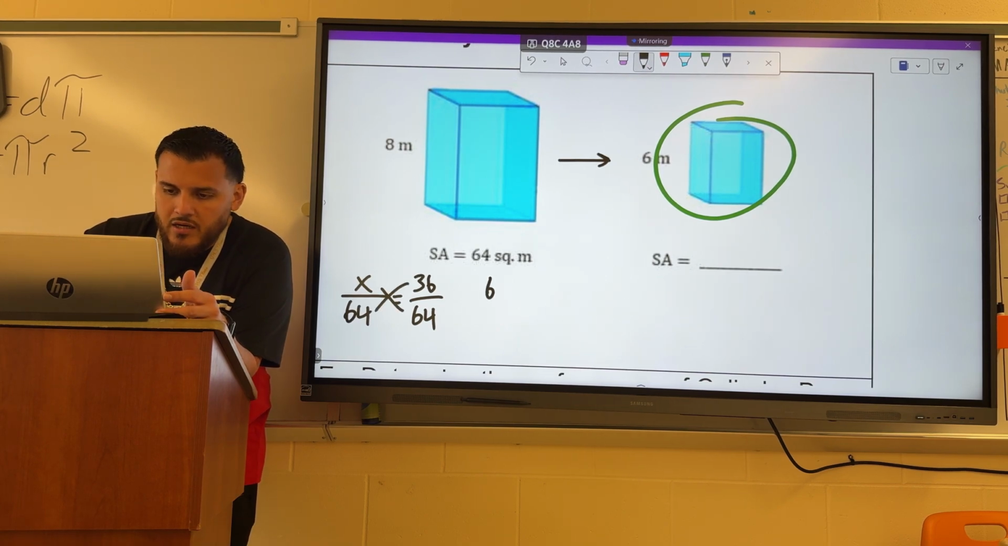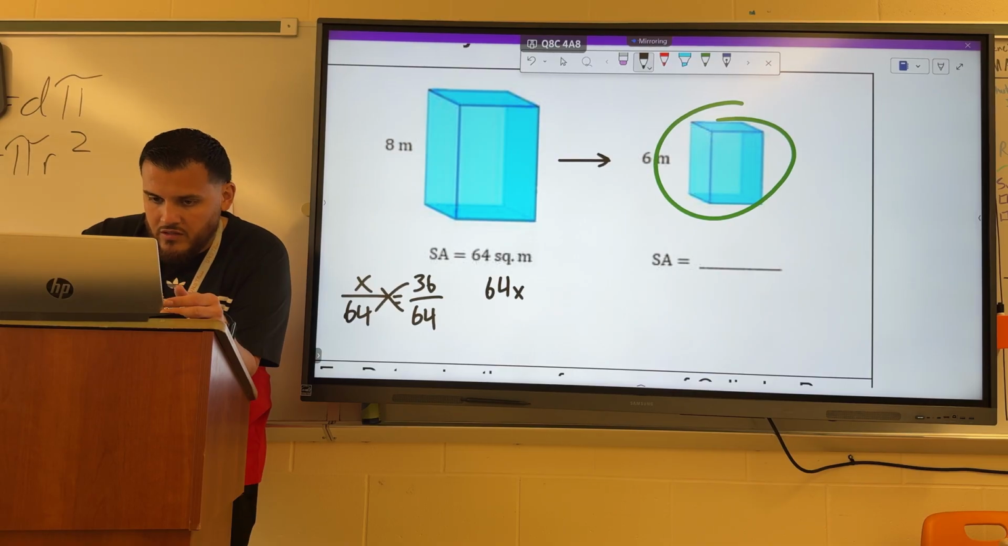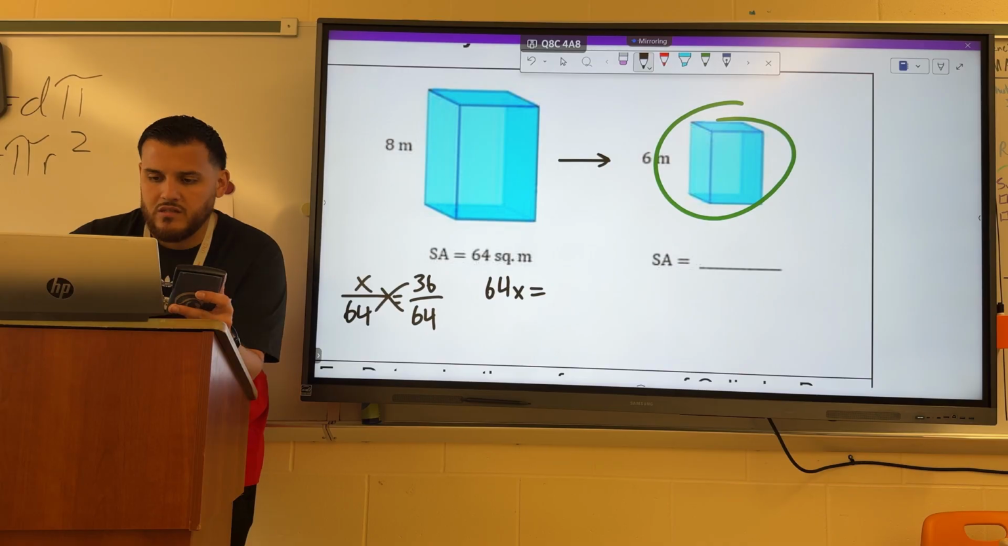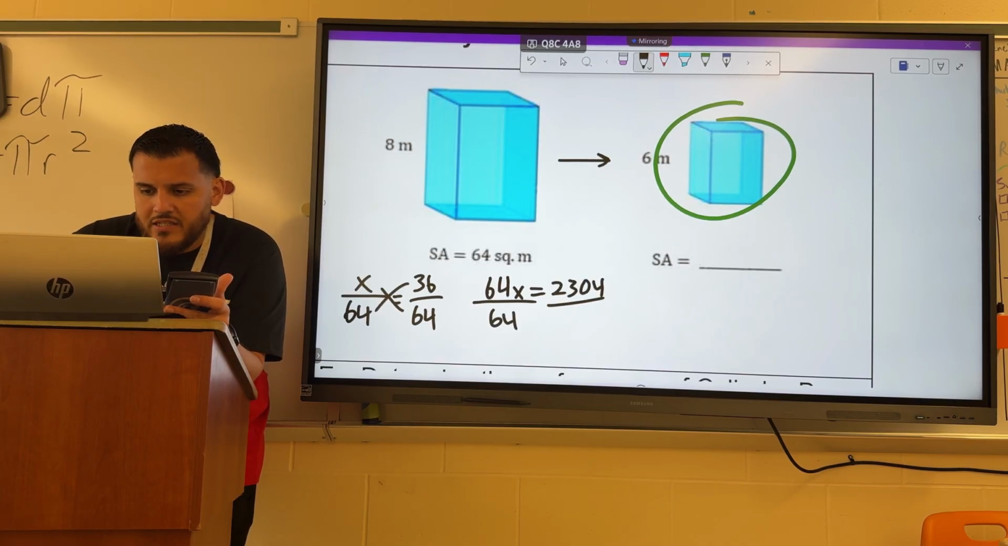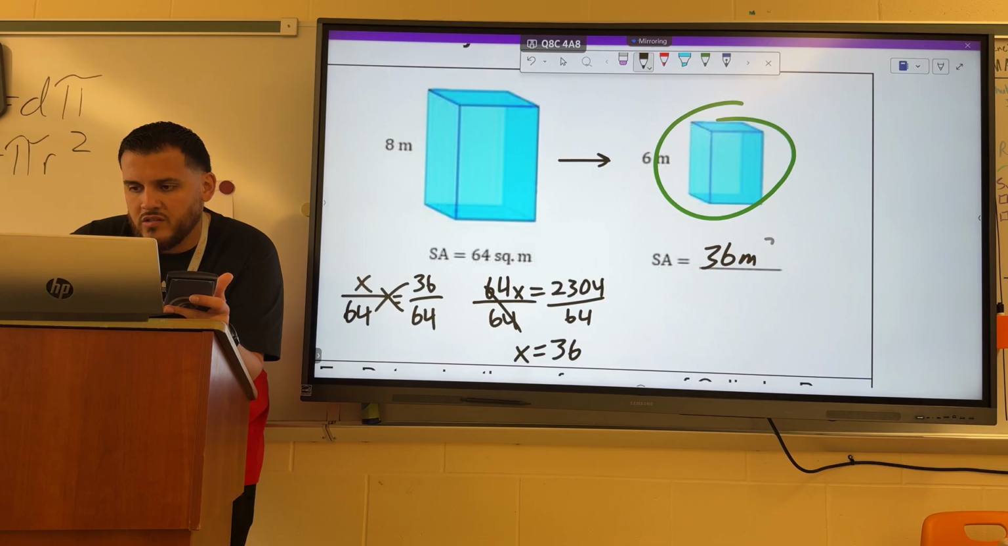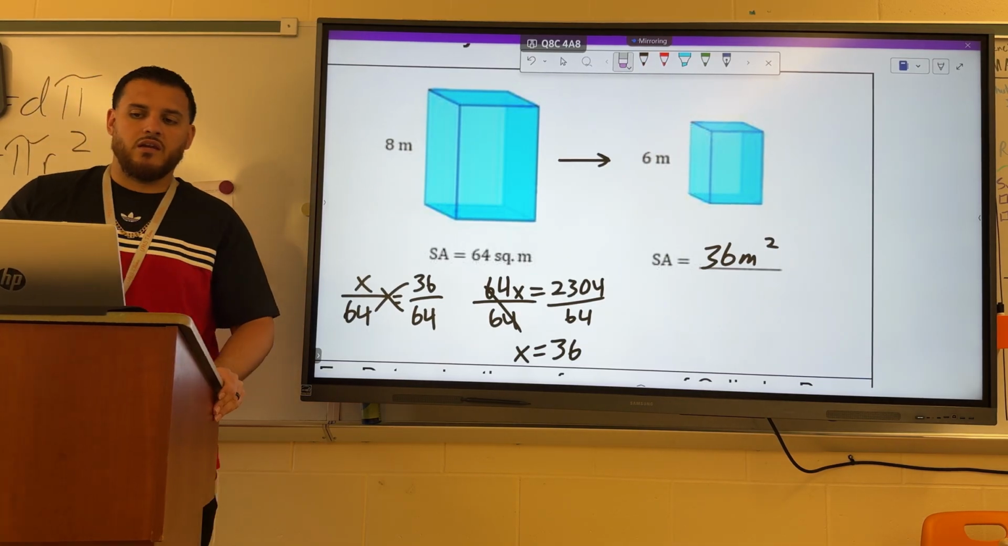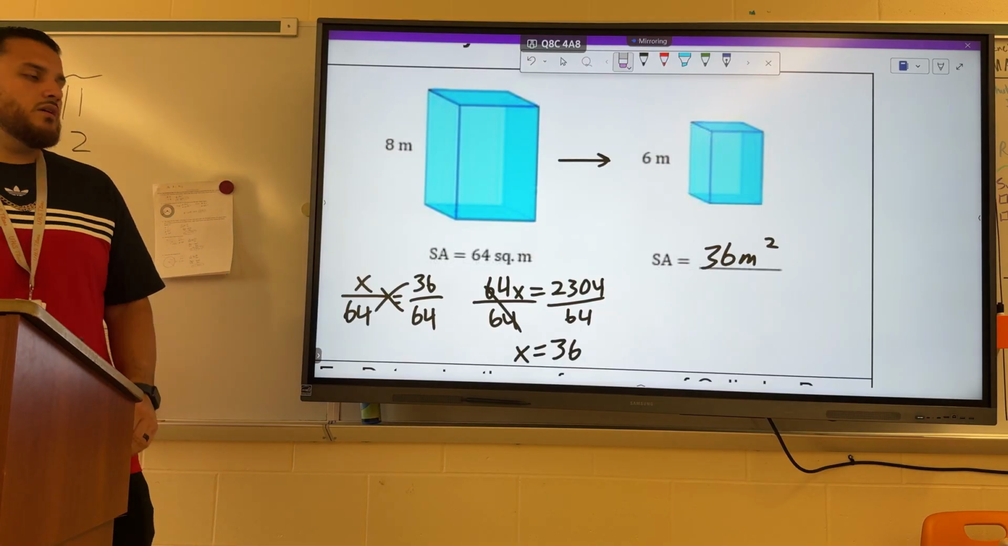Cross multiplying here, although I'm sure some of you already know how these fractions work. You know the answer to x immediately. 64 times 36 gives me 2304. If I divide both sides by 64 here, I'm going to get a value of 36. So 36 meters squared would be the surface area on this prism.